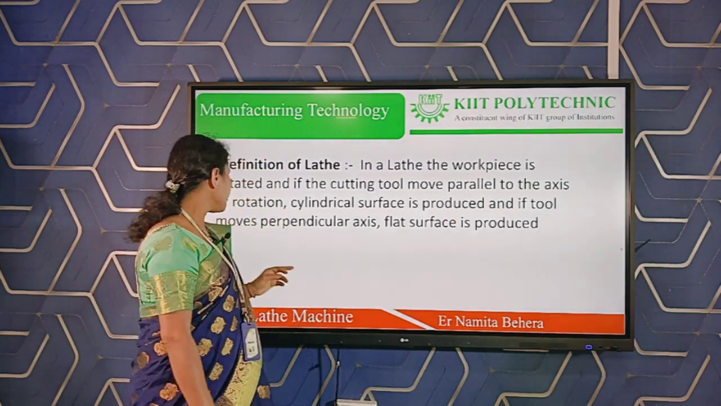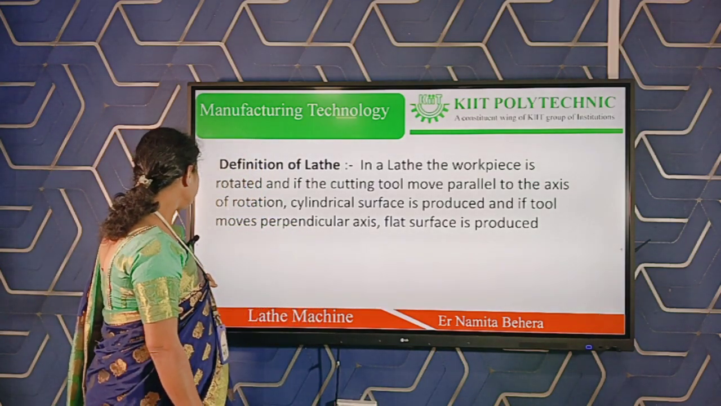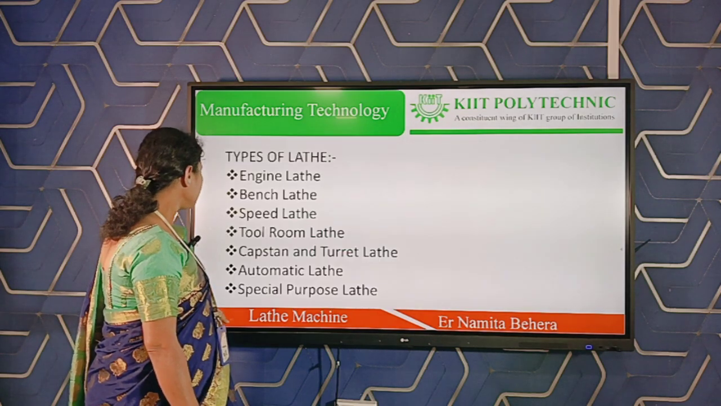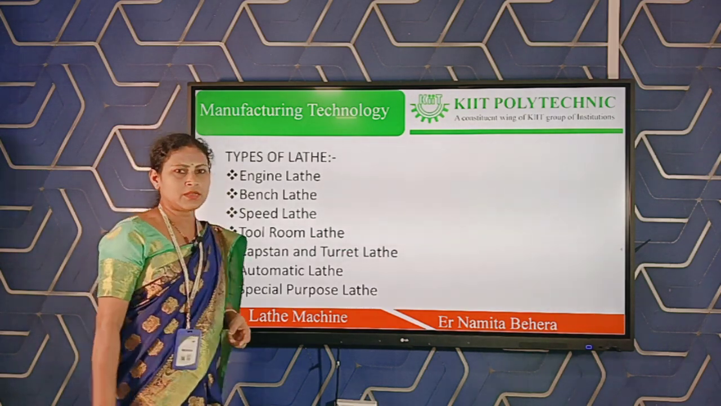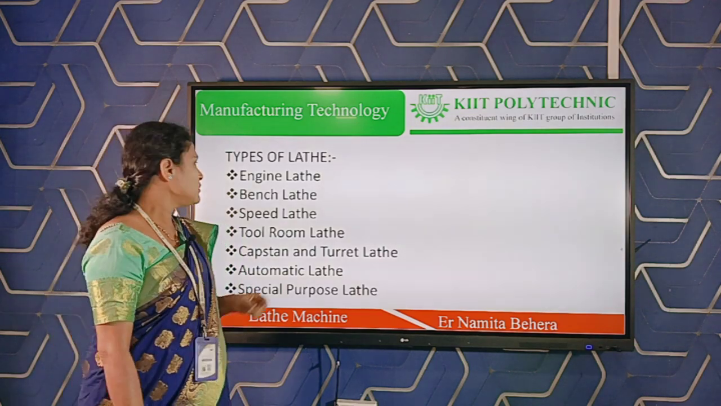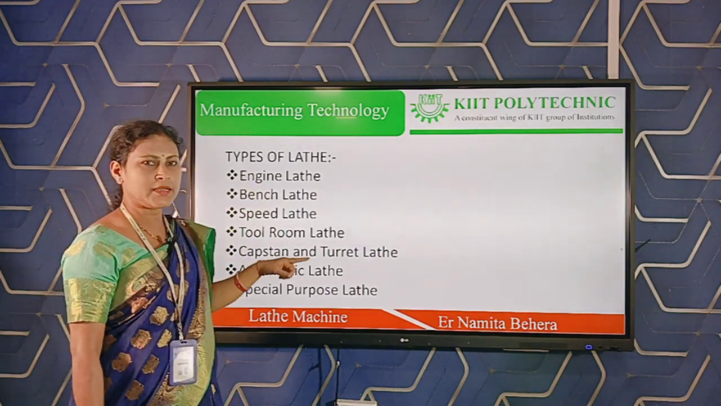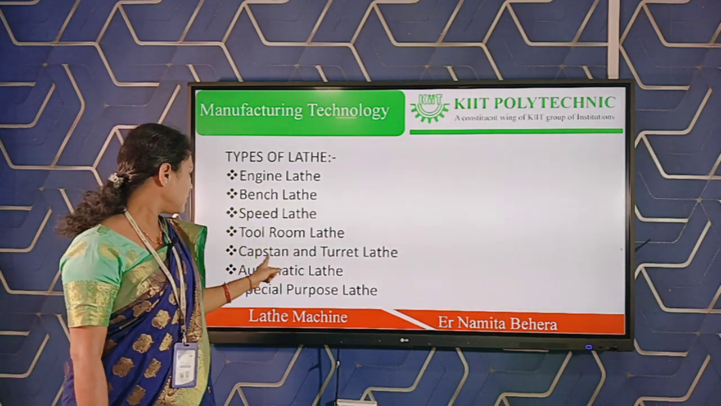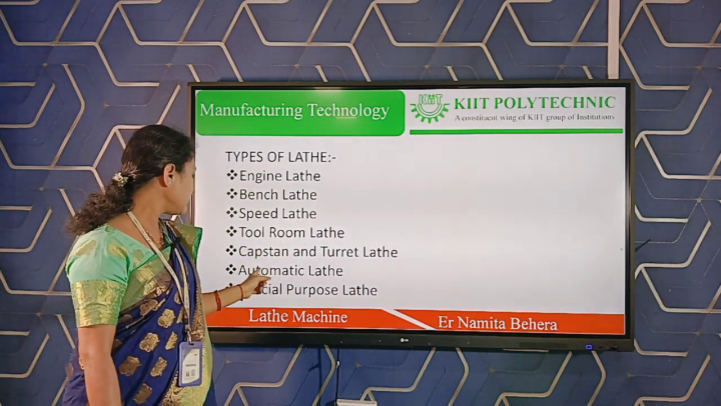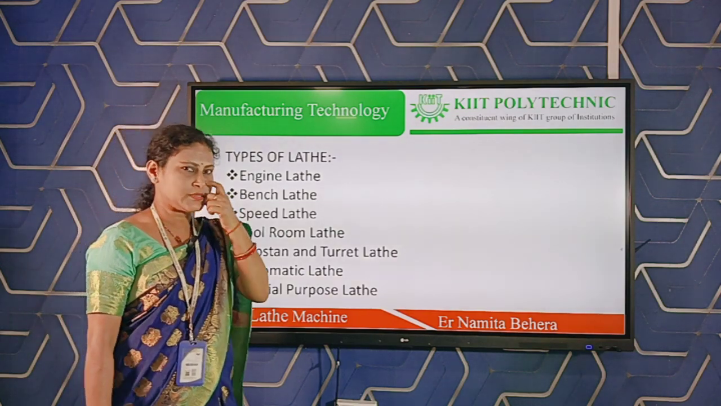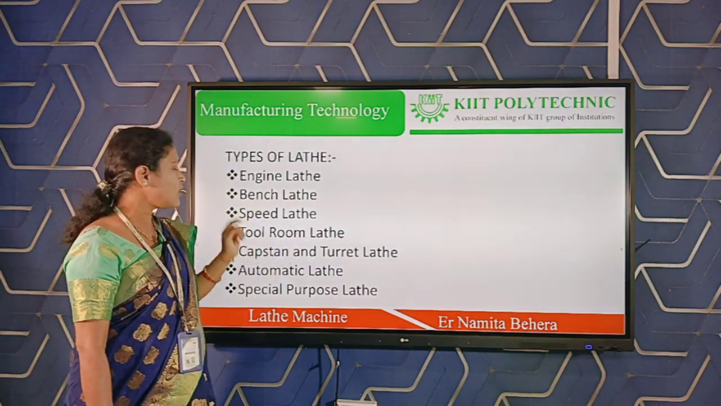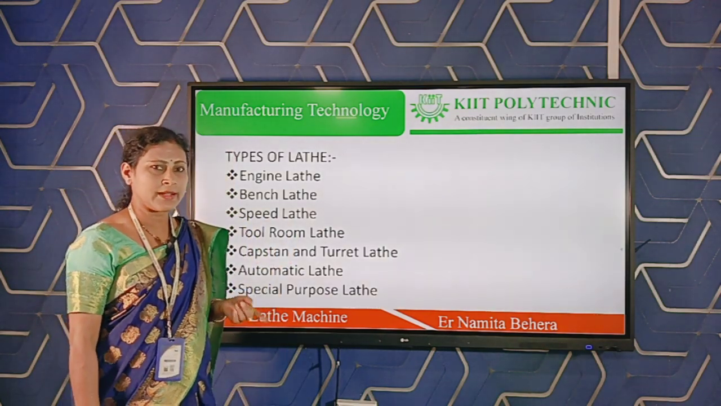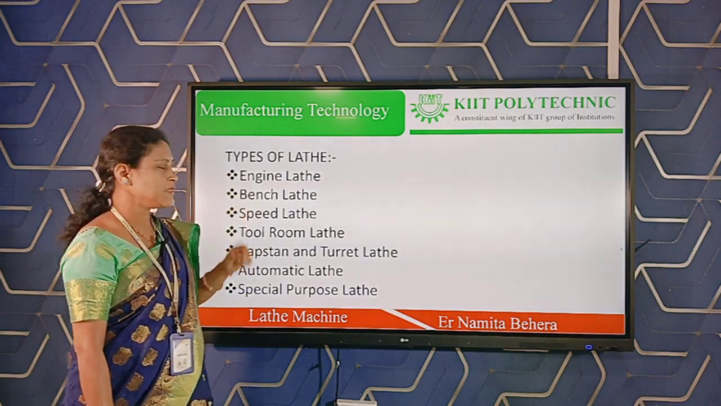Then what are the types of lathe? There are various types of lathe. These are the engine lathe, bench lathe, speed lathe, tool room lathe, capstan turret lathe, automatic lathe, and special purpose lathe. All the types of lathe will be discussed later. First of all, we discuss the engine lathe.